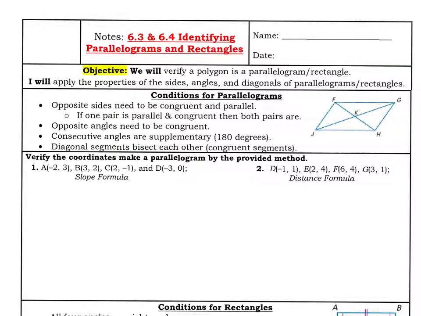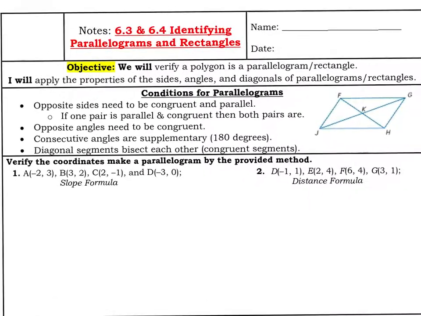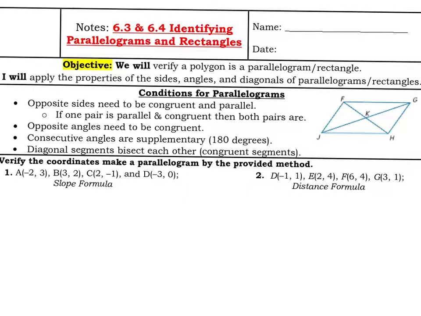So at the top of the notes here, I'm going to go over the conditions for parallelograms. And the first bullet point says that opposite sides need to be congruent and parallel, so like FG needs to be congruent and parallel to JH. FJ needs to be congruent and parallel to GH. And it says, if one pair is parallel and congruent, then both pairs are.